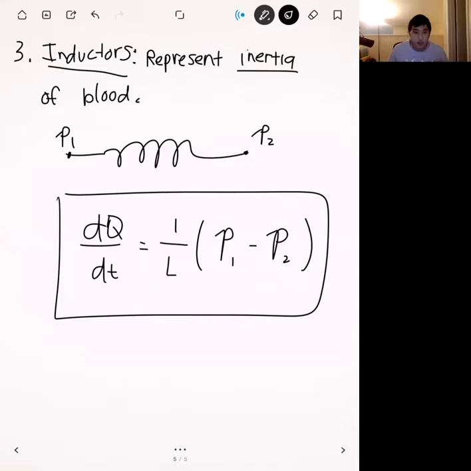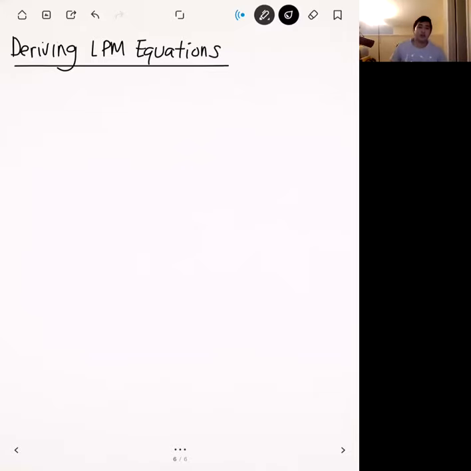Okay, and so that's all the different circuit elements. Now let's see how they all work together in deriving LPM equations. Okay, and so what I'm going to do next is a couple of examples that show you what kinds of problems you can expect on the exam. All right. And so the way these problems are going to go is essentially I'm going to give you a circuit layout, and then I'm going to ask you to derive the set of ODEs that govern it. Okay. All right.